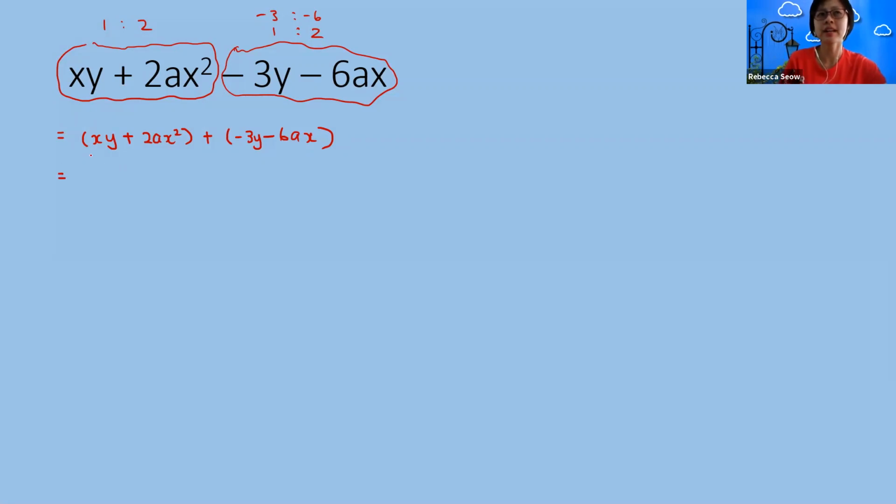Now, for each part of the expression, let's see what factors we have in common that we can factorize out. For the first one, we do have x that we can factorize out, and we'll be left with y plus 2ax. For the next portion, we realize that both terms are negative. We can take negative 1 out. And not just that, coefficients 3 and 6 mean that we have a common factor of 3 that we can take out as well. After taking these two out, we are left with y plus 2ax.